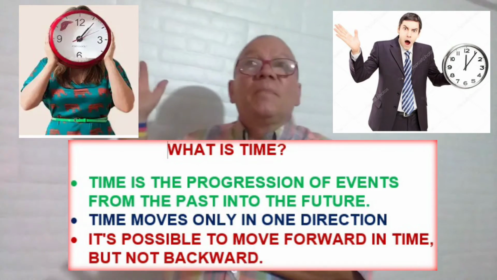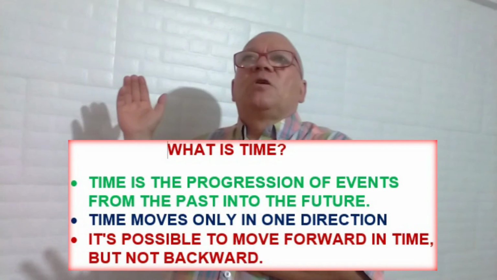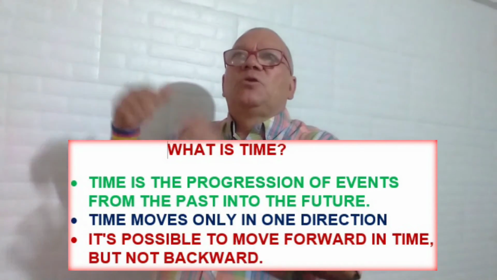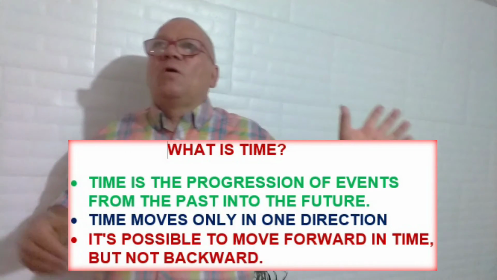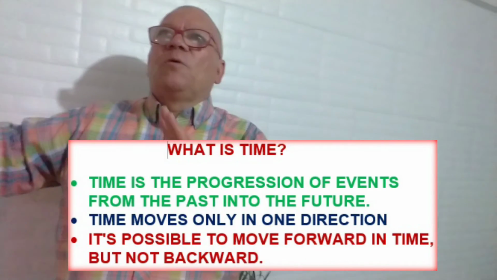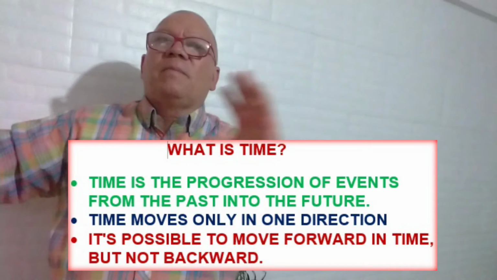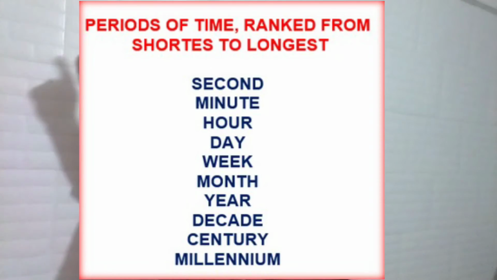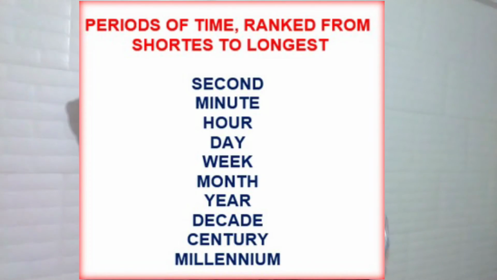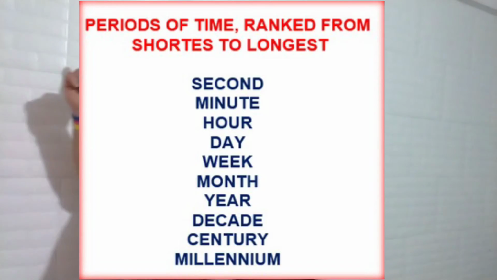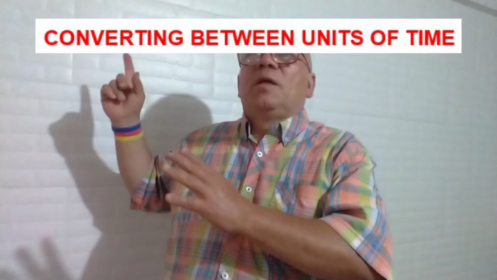Next, we'll see time. What is time? Time is the progression of events from the past into the future. Time moves only in one direction. It is possible to move forward in time, but not backward. This picture presents the periods of time ranked from shortest to the longest, converting between units of time.